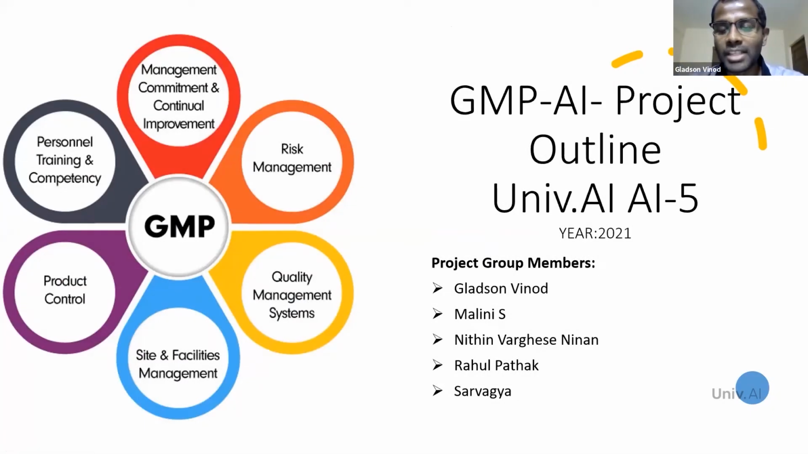So the project that we've got is a real life example or an application, which is using an AI model to predict how many people are there within a GMP facility. And I'll explain this as we go on, the practical application of this.